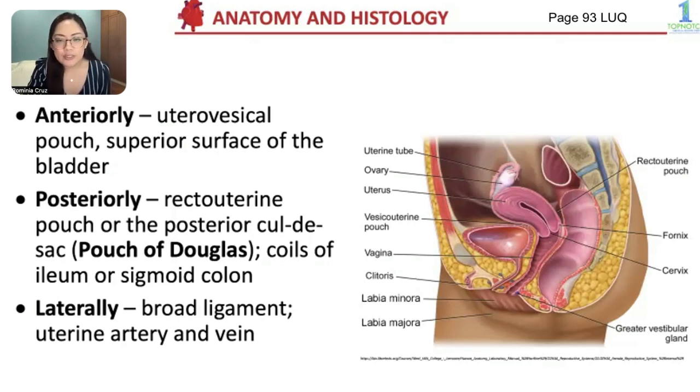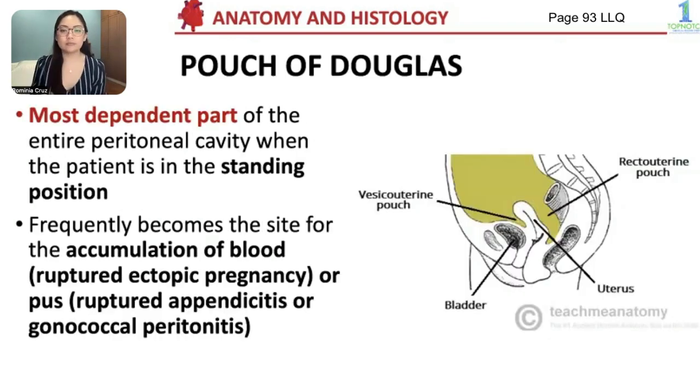So this area is the most dependent part of the entire peritoneal cavity when you are in the standing position. Posteriorly to this, you will find several coils of your ileum or the sigmoid colon behind your uterus. Laterally, it is bounded by your broad ligaments and your uterine vessels. So since the pouch of Douglas or the posterior cul-de-sac is the most dependent part of the peritoneal cavity, this area frequently becomes the site for accumulation of blood, such as in cases of ruptured ectopic pregnancies, or pus in cases of ruptured appendicitis or gonococcal peritonitis.